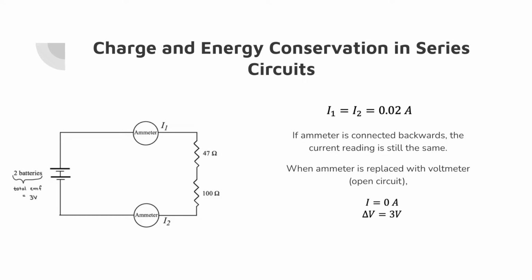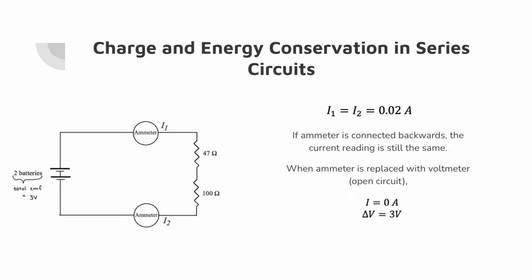The first scenario is a series circuit consisting of two resistors, two ammeters, and a battery. We were asked to calculate the currents I1 and I2. The calculated current was 0.02 amps. This current is the same in both I1 and I2 because the resistors and battery are in series, so the total resistance is just the sum of the resistance from each resistor.